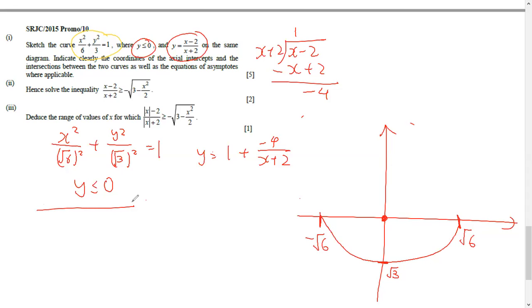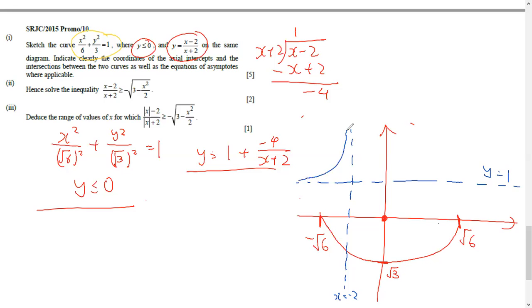For the second part, we're asked to draw this graph, which is a rational function. Okay, so a few things that you need to draw in are your asymptotes. So we have y equals 1, we have x equals minus 2. All right, so we draw the graph.